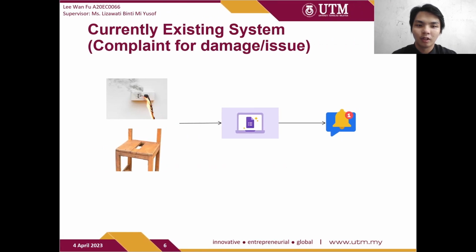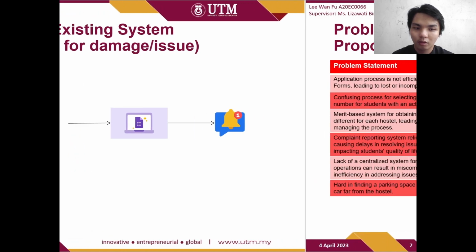Next, complaint for damage or issue. When a student encounters a problem with their living condition at the hostel, such as severe damage, electrical damage, or furniture damage, they can file a complaint by filling out a Google form with the necessary details. Once the JKM receives the complaint, they will assign someone to solve the problem. If the problem is settled, the JKM will send a success notification to the student.